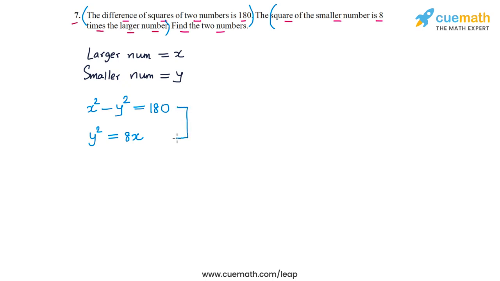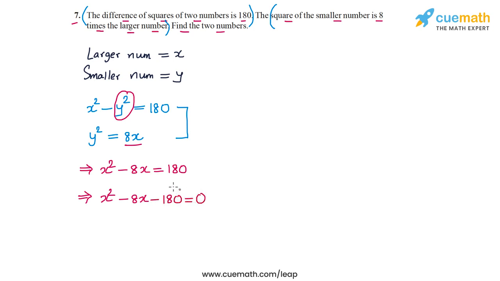From these two equations, instead of y square in the first equation, we can write 8x. So we will get x square minus 8x is equal to 180. And now we can write this as a standard quadratic equation in x: x square minus 8x minus 180 is equal to 0. This equation mathematically represents the situation given in the problem. Now we have to solve this equation and find the value of x, and from that we can find the value of y.